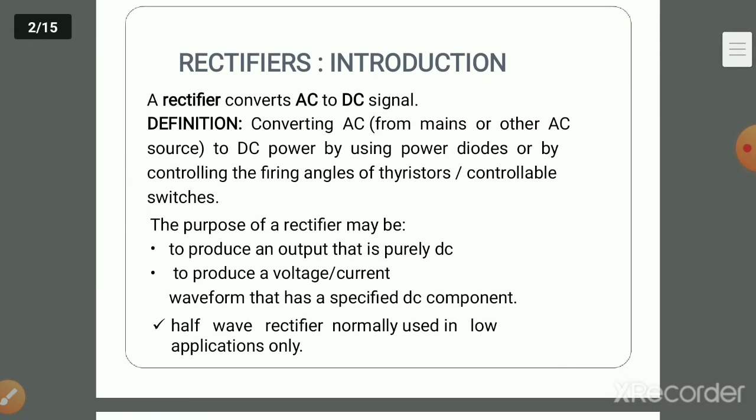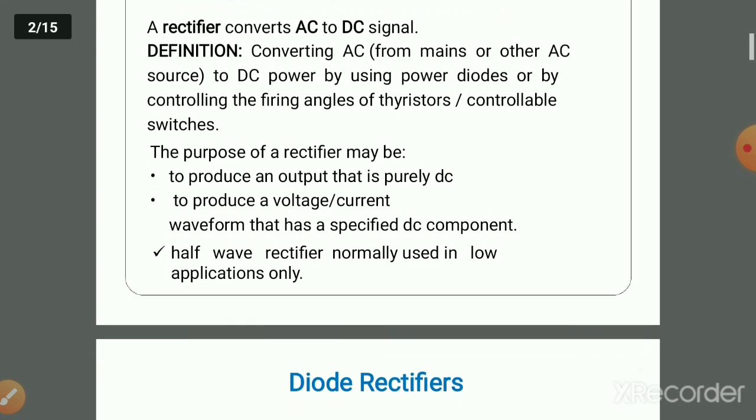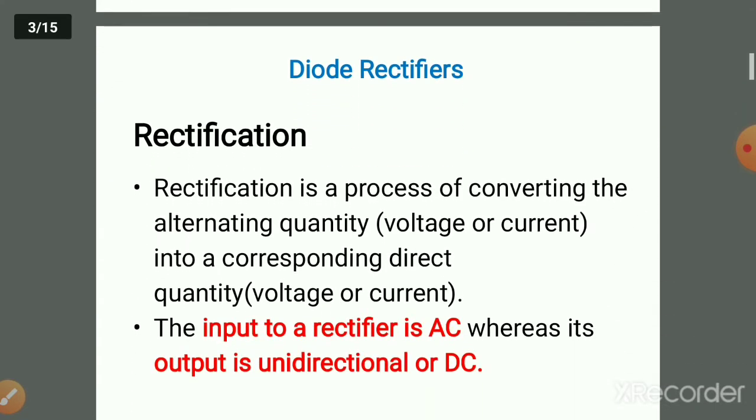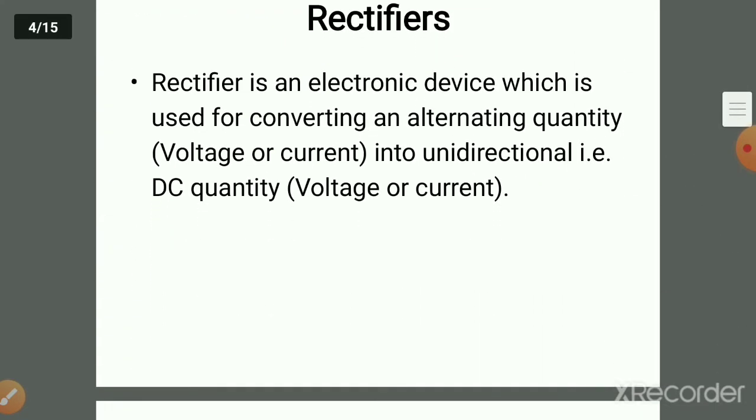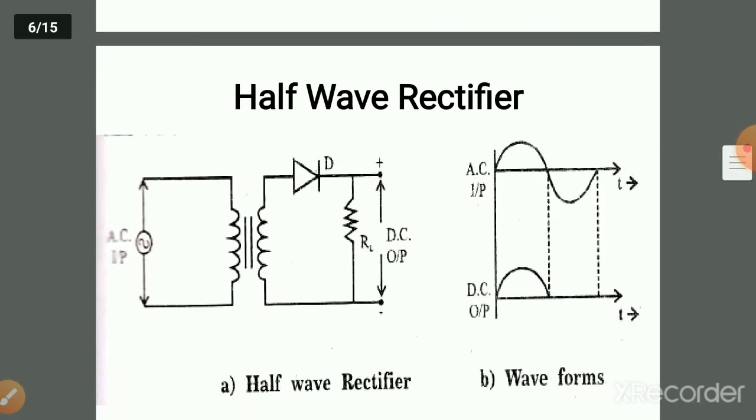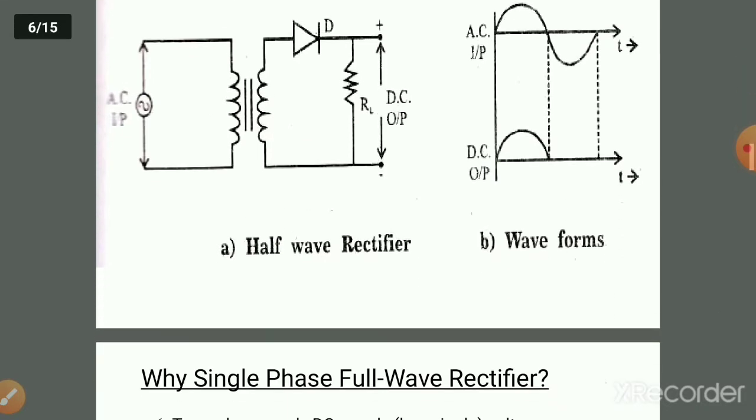Then what exactly a rectifier is, the definition of the rectifier, what the purpose of rectification is, and what exactly a diode rectifier is. And the need for rectification, why rectification is needed. And then we discussed briefly the half wave rectifier operating principle, how the half wave rectifier works, with its schematic representation and the waveforms.